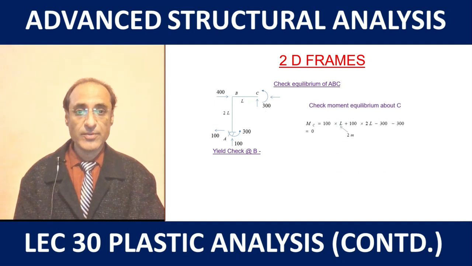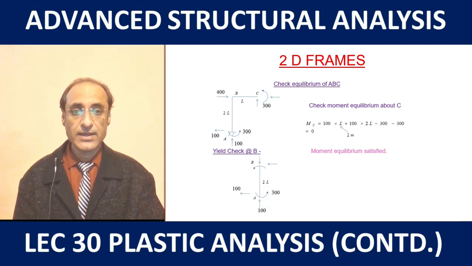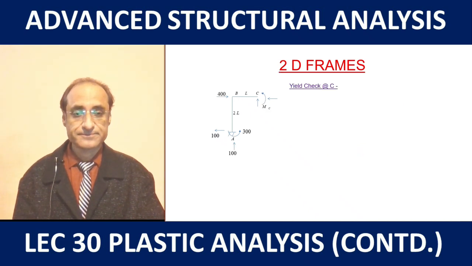So we do the moment equilibrium check about C, and this comes out to be 0. So the equilibrium condition is satisfied. And then we do the yield check at B. For that purpose, we only assume the yield moment at A and keep the internal bending moment at B as unknown. Once we apply the equilibrium, we find the bending moment at B to be 100 kN, within the limit, less than MP. So here the yield condition is satisfied.